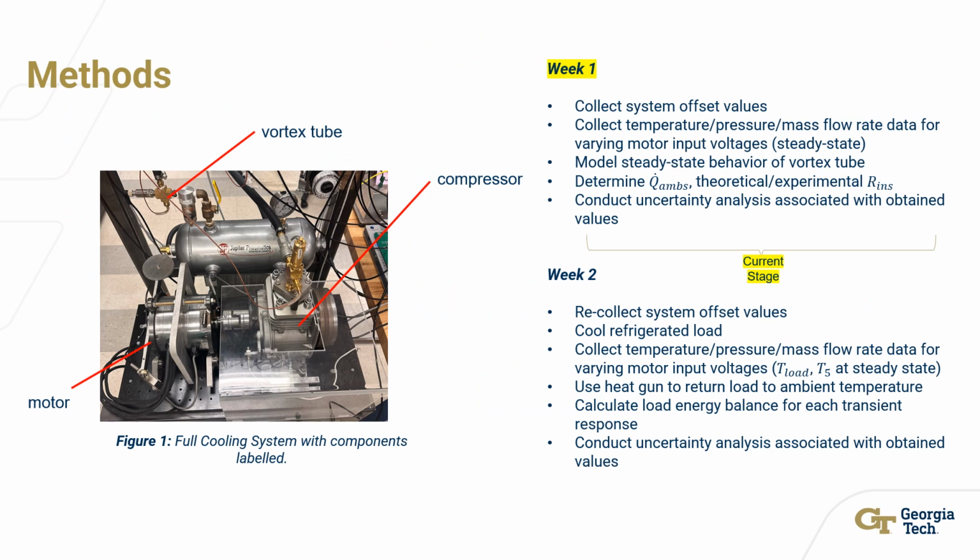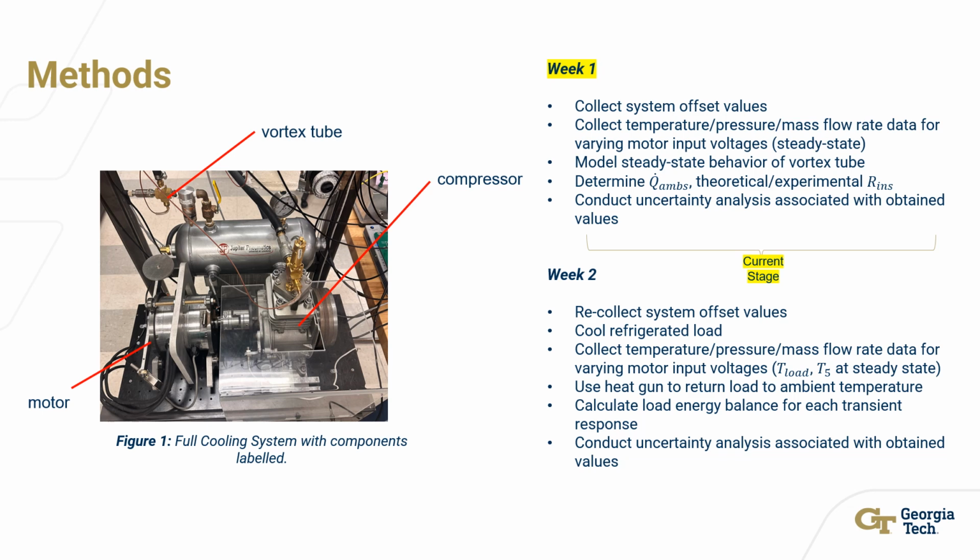On the left, our experimental setup is shown, including the vortex tube, motor, and compressor. The motor and compressor create pressurized air so that air is drawn in through the suction valve at low pressure and discharged through the discharge valve at high pressure. Our analysis of the system is divided into 2 weeks.